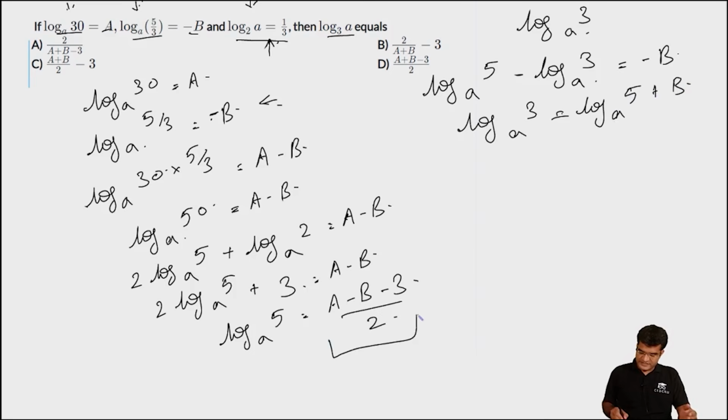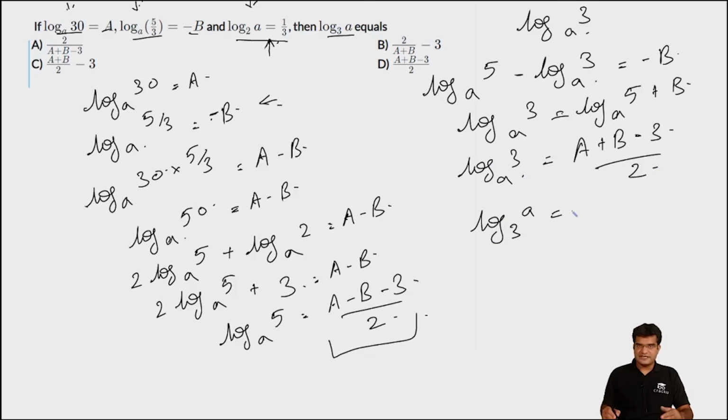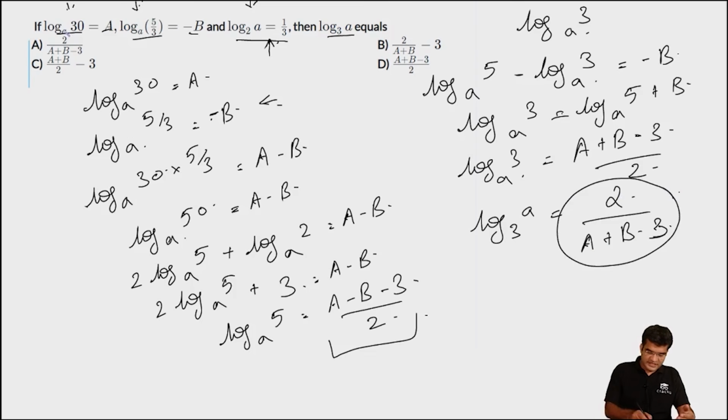Log of 5 to the base a is equal to (a minus b minus 3) by 2. So if you are adding b to it, it will become equal to (a minus b minus 3) by 2 plus b, which will equal (a plus b minus 3) divided by 2. This is the value of log of 3 to the base a, but we are asked to find out the value of log of a to the base 3. So that, as we have discussed earlier, will be the exact reciprocal, and that will equal 2 divided by (a plus b minus 3). So the correct answer is option A.